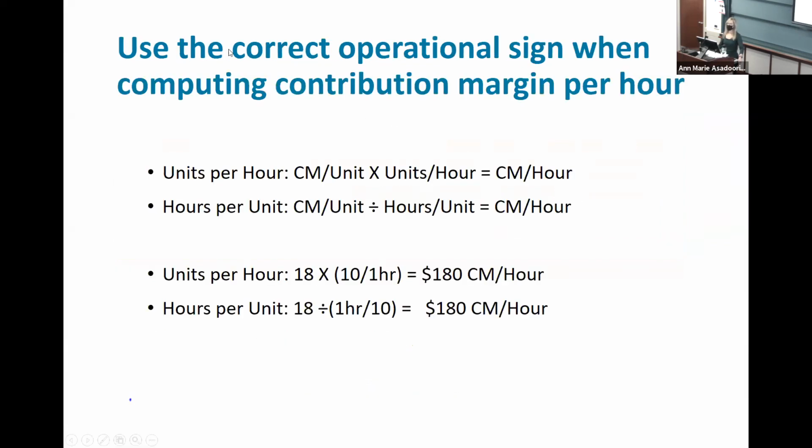So what I'm telling you is use the correct operational sign here. If you're given units per hour, then you take those units and multiply by the contribution margin per unit. If I give you hours per unit, then you take the contribution margin and divide it by that amount of time. Either way, you're looking for that contribution margin per machine hour.